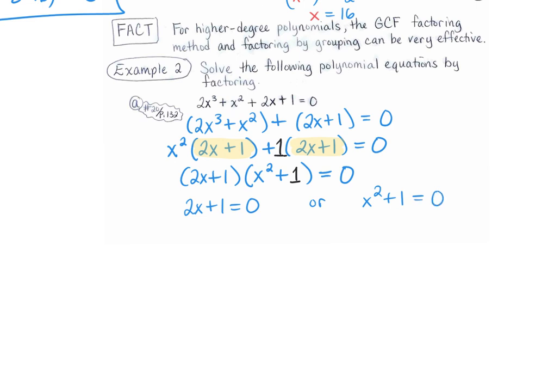What do we do? Keep going. Say it aloud. 2x equals negative 1. Yes, 2x equals negative 1. Good. Okay, x squared plus 1 equals 0.